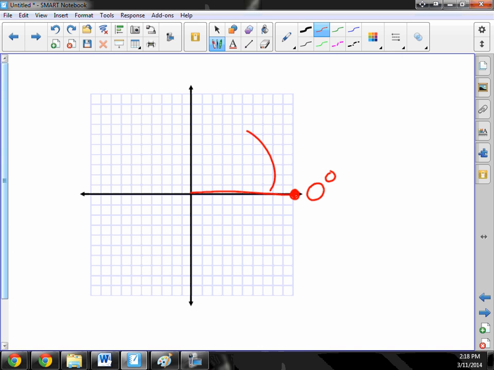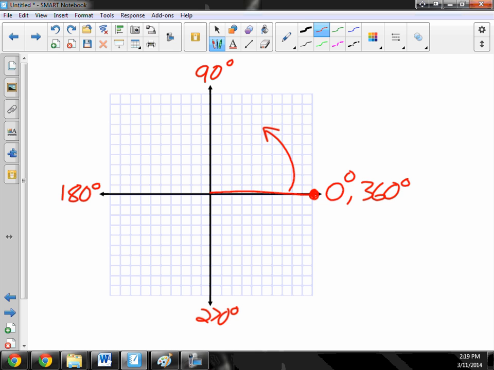So we always turn it counterclockwise. That is how you create positive angles. So this would be 90 degrees, 180 degrees, 270 degrees, and 360 degrees.